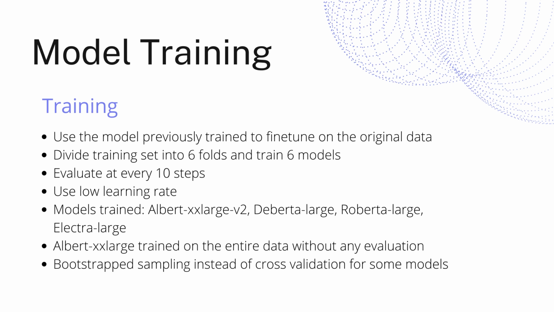Also, bootstrap sampling was used instead of cross validation for some of the models. Bootstrapping is basically sampling with replacement. This means that a particular training sample might be added once, twice, or even more times. First we are using different BERT variants, and then we are using different sampling methods. All this brings diversity to our ensemble, and the more diverse our ensemble is, the more boost we get on the leaderboard.